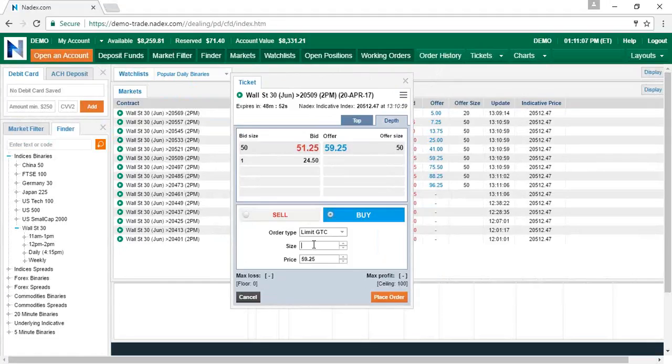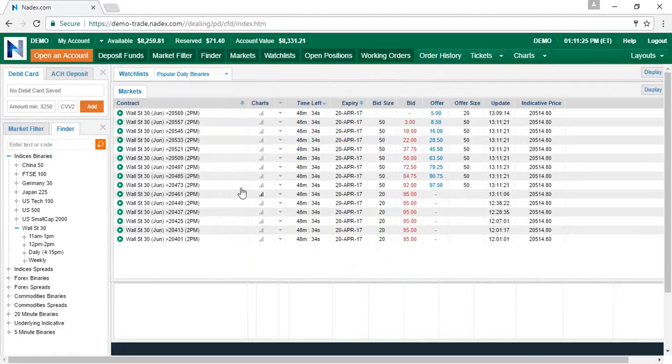If I was to buy this binary for $59.25, that means I'm risking $59.25. The most I can make is $40.75. If I add these two together, what will it equal to? $100, right? So that is a binary contract, but I want you to think a little bit past just 0 and 100 at expiration. We want to talk a little bit about using binaries as a directional instrument.